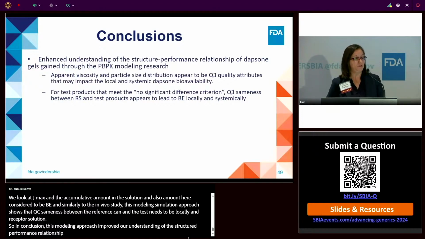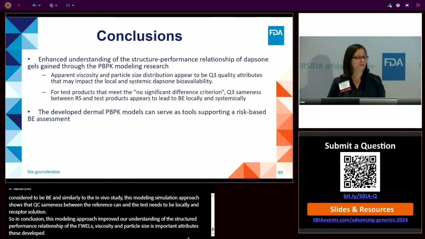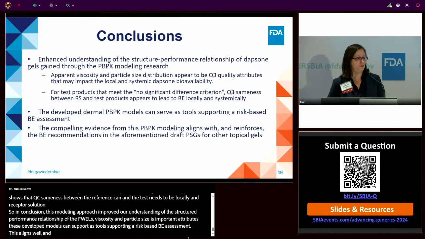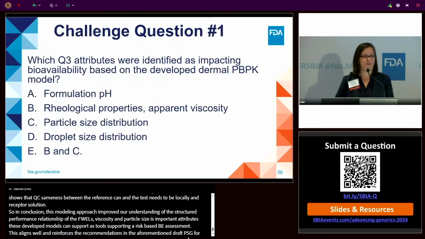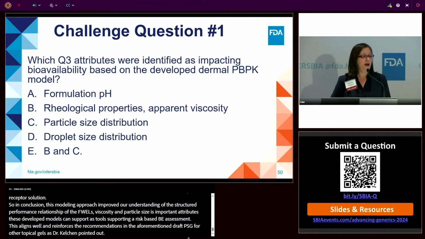Apparent viscosity and particle size were shown to be important Q3 quality attributes. And these developed models can serve as tools supporting a risk-based assessment. The compelling evidence from this PBPK modeling approach aligns well with and reinforces the BE recommendations in the aforementioned draft PSGs for other topical gels, as Dr. Kelchen pointed out.